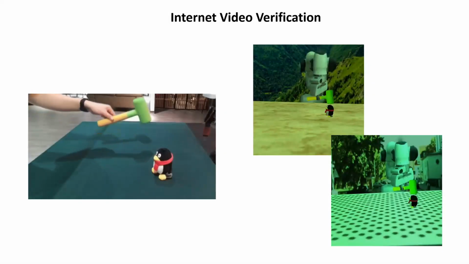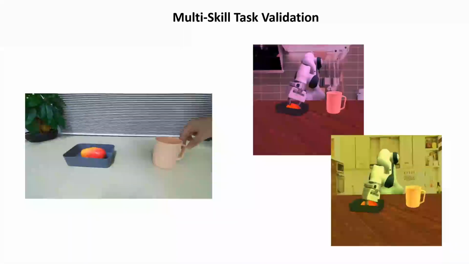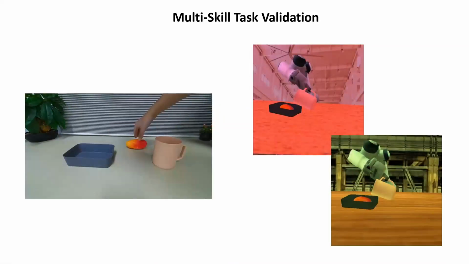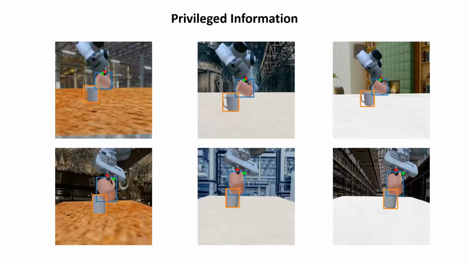Our framework can be naturally adapted to multi-skill tasks. For example, here we show data generation for a task involving both placing and pouring. Here we show more results on additional tasks. In addition, synthetic data from Video2Robo can provide privileged information to enhance policy learning, such as object bounding boxes and gripper positions.